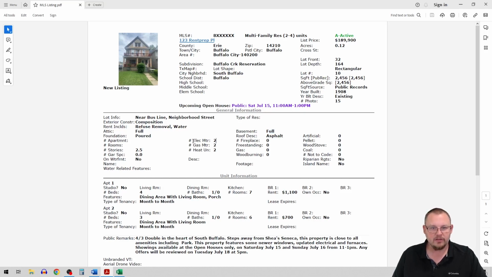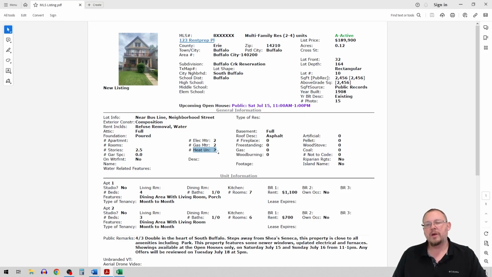And then underneath of that, this is a duplex. So I like to see that there are 2 gas and 2 electric meters. And what that means is that the tenants are going to be paying for their own gas and their own electric. You could also see that they have their own heat unit here. Typically in the Buffalo market, most furnaces are going to be run off of natural gas, which goes back to the gas metering here. So you can pretty much see 2 electric meters, 2 gas meters, 2 heat units. These tenants are going to be paying for their gas, their own electric, and their own heat.